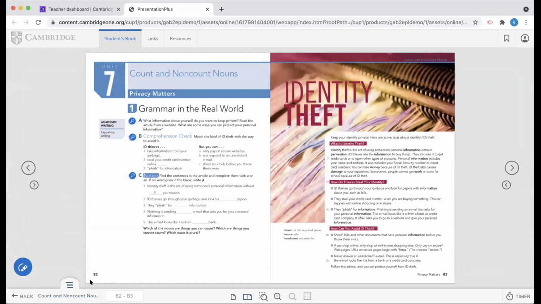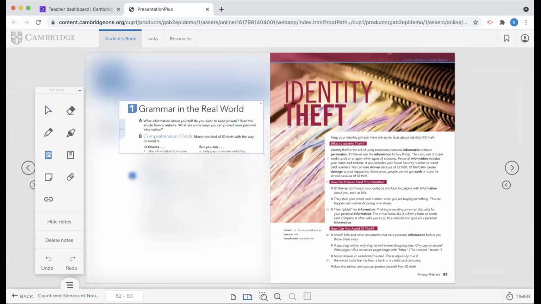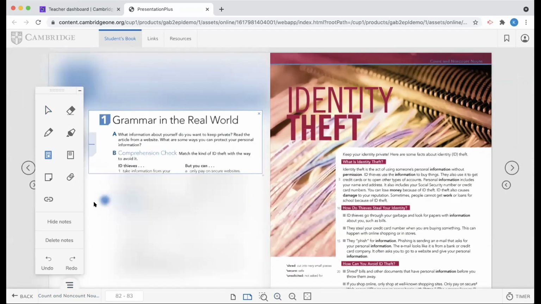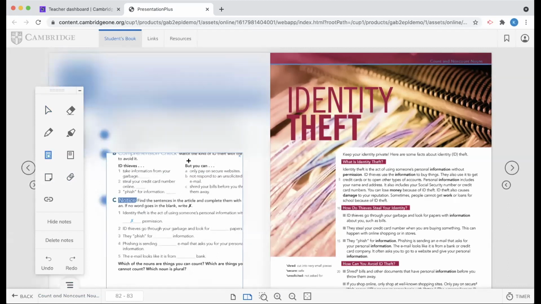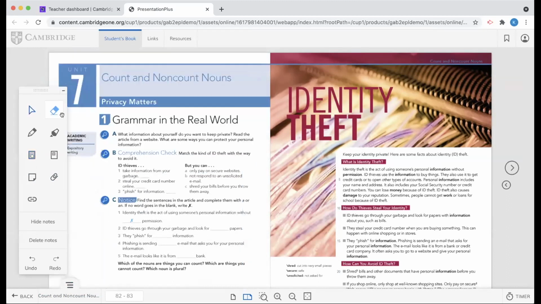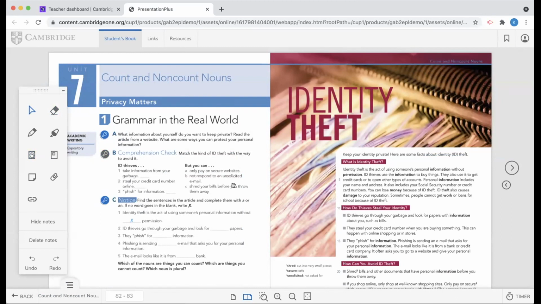So this is page 82. If you click on this icon, you can open the toolbar where you can highlight certain activities, and then you can enlarge them. Quickly going through these little icons with the key, the answer keys. So if you click, this pops up the answers over here. I'm just trying to quickly go through the features.